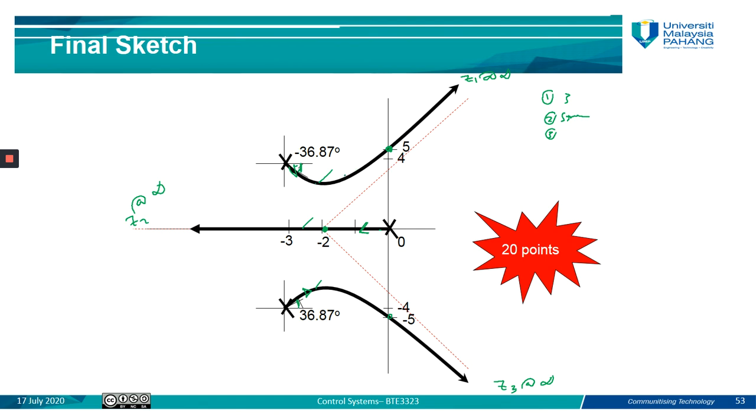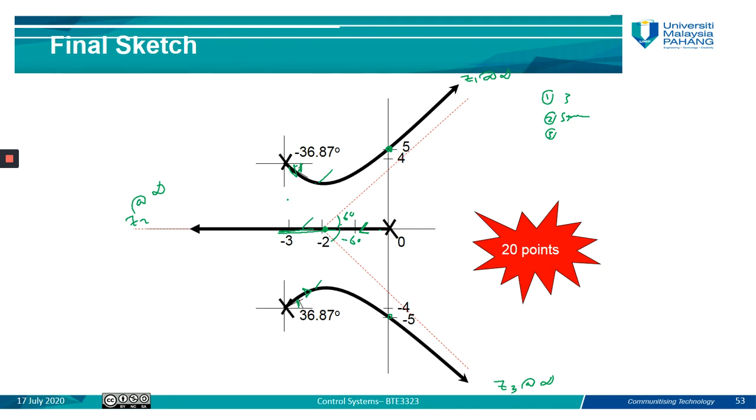Rule number 5, we draw asymptotes and we find the angles for the asymptotes. First we define the 3 angles, and we have 3 asymptotes based on the number of poles minus number of zeros. We have 3 poles, we have 0 zeros. So 3 minus 0 will be 3. So we have 3 asymptotes. The angles of the asymptotes are 60, -60, and 180. We draw, see, this is an angle of 60 with the horizontal axis, -60 with the horizontal axis, 180 with the horizontal axis. These are the 5 rules.